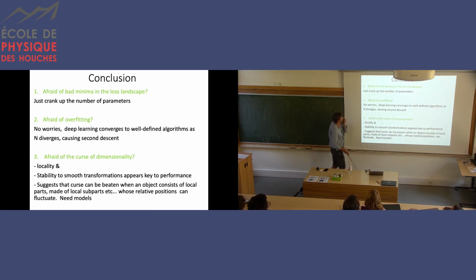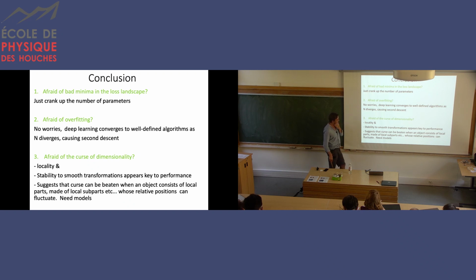Okay, so the first 2 points you guys discussed them already. I mean, so should we be afraid of bad minima in the loss landscape? So no, you just crank up the number of parameters. You will undergo phase transitions, this jamming transition, but once you're past it, you cannot get stuck in a bad minima. Should you be afraid of overfitting? No worries again there, because you do converge to well-defined algorithms, and then you have this noisy convergence due to the randomness of initialization. You can get rid of that by doing ensemble average.